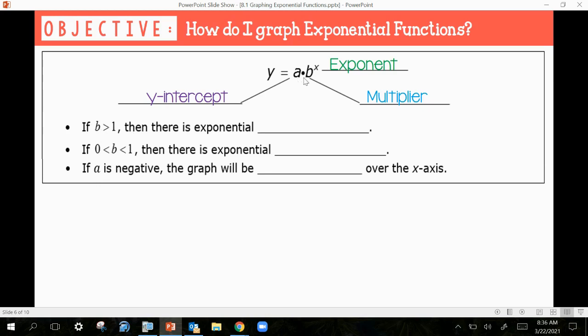But when b is greater than 1, so the number that has the x on the exponent, it's exponential growth. So it's increasing. When b is a fraction, between 0 and 1, then there is exponential decay. So that means it's decreasing, going down. And like we just said, if a is negative, that made it decrease and it reflected over the x-axis. You'll see that a little bit today with these last 3 questions, but when we start to interpret the exponential functions in the next notes, these will make more sense as well.